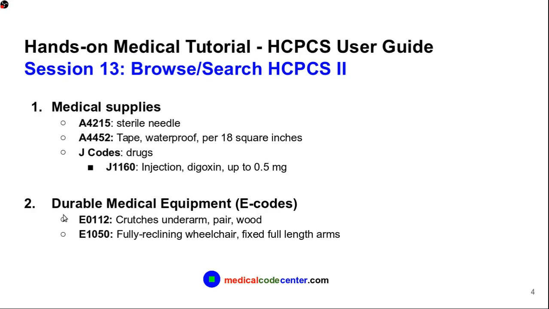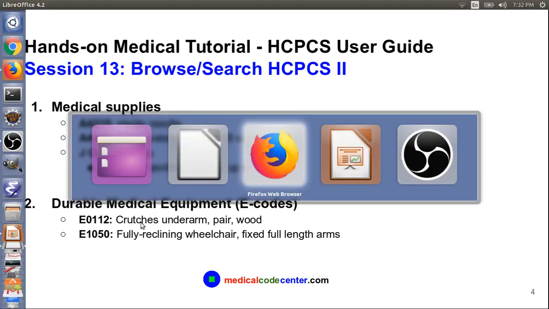So the second type of HCPCS Level 2 code is the E codes. This covers all the durable equipment. For example, crutches, underarm, one pair, made of wood, is E0112. So let's go to the menu here.